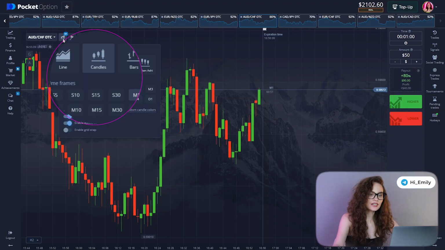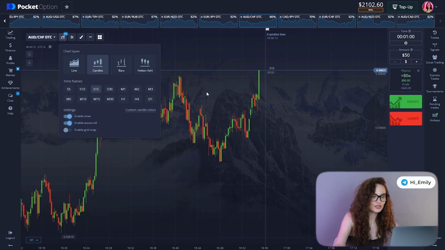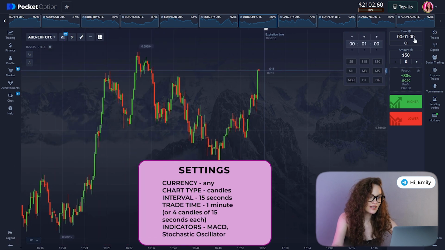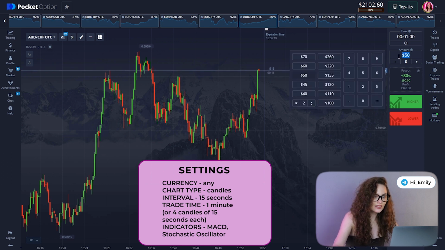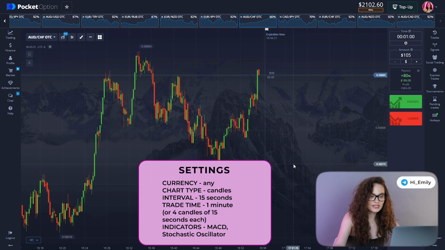In the chart types, we select as always candle. The time frame for this strategy is strictly 15 seconds. The trading time is 1 minute. I choose the bet, let it be $105.